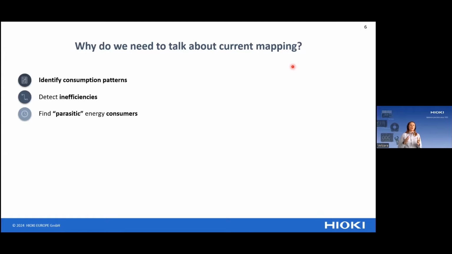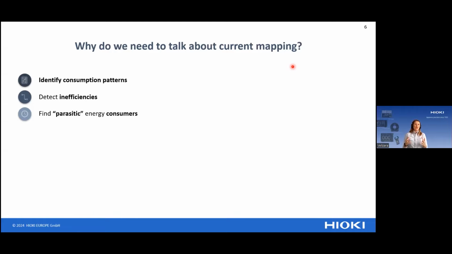For those of you who don't know what parasitic energy consumers are, these are components or systems or subsystems which consume energy despite being in an off or standby mode. I am pretty sure everyone's already thinking about their household and their appliances in the household. Yes, we have a lot of parasitic consumers also at home, but this is also valid for products.